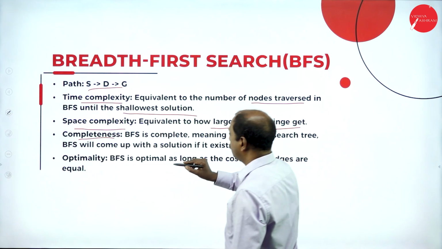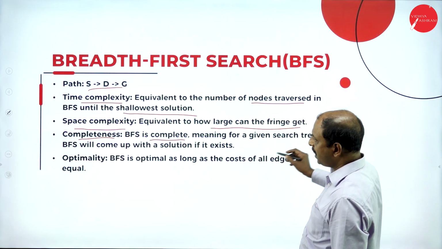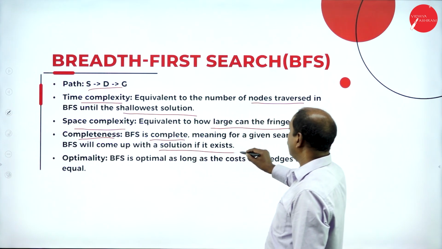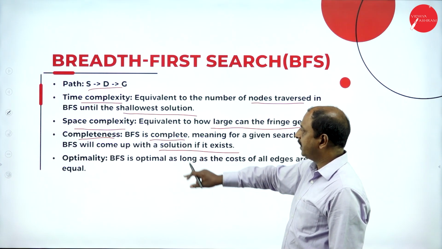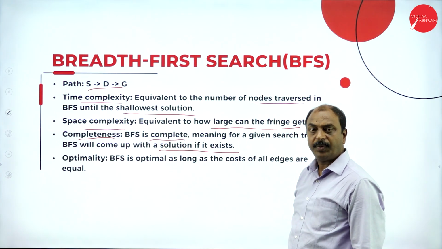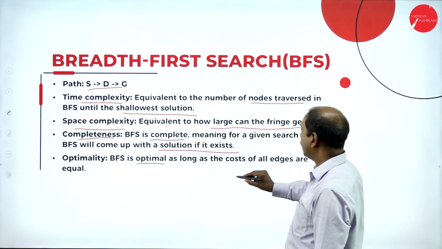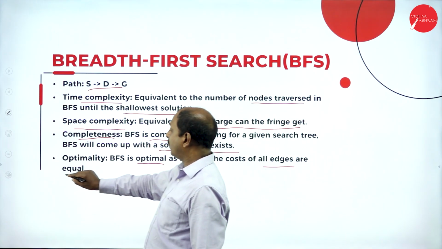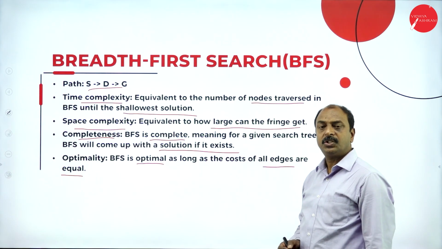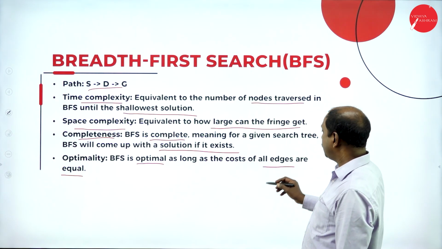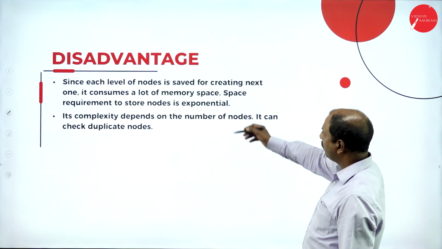Then completeness. It is complete, meaning for a given search tree, it will come up with a solution if one exists. If a solution exists and it is going to find it, then we say this algorithm is complete. Optimality. It is optimal as long as the costs of edges are equal. As we have seen, it takes the shortest path first to reach the goal, based on the cost, that is the path cost. So it is optimal.